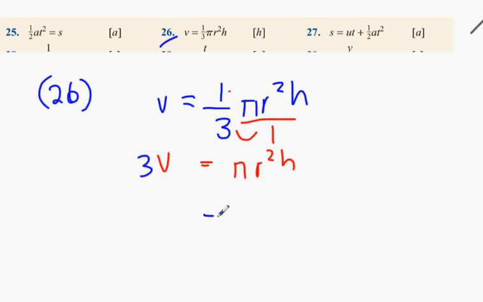Now, one h on its own. What's stopping the h from being on its own? Pi r squared. Is it being multiplied by pi r squared, or is it being added to pi r squared? So when we move both of these across, what happens? Division. Multiplication changes into division. Okay? Is that alright? H equals 3v divided by pi r squared. Okay?